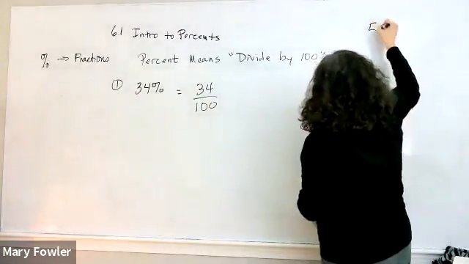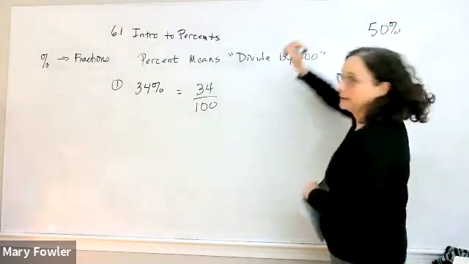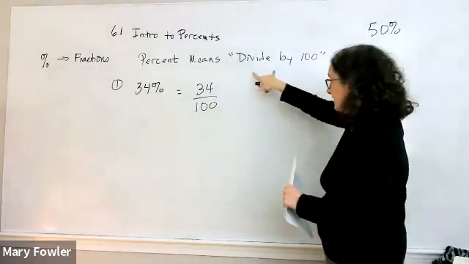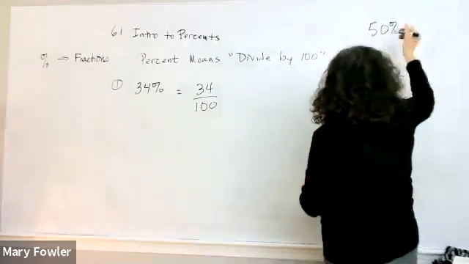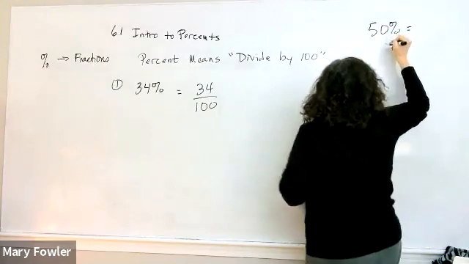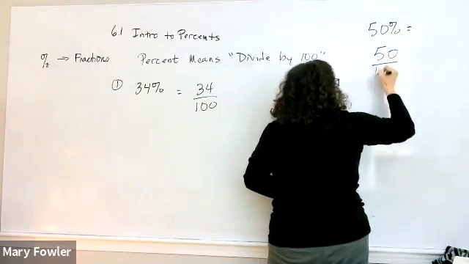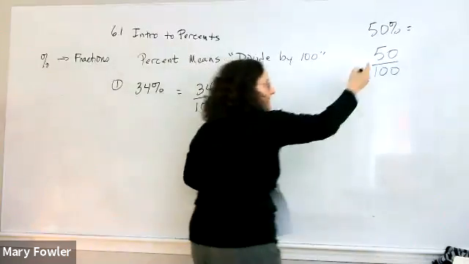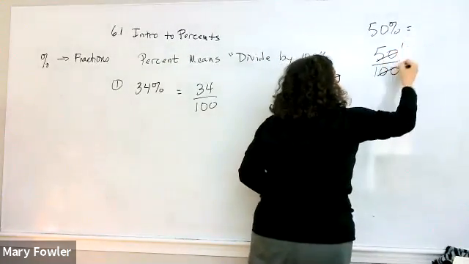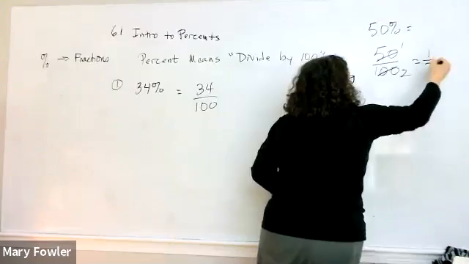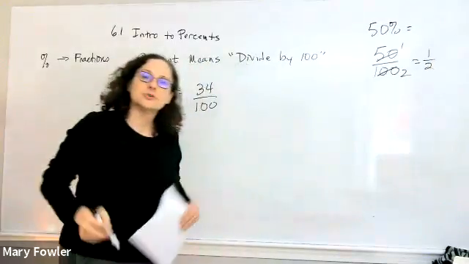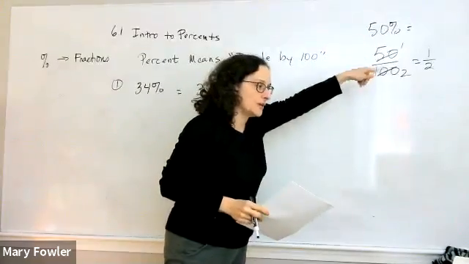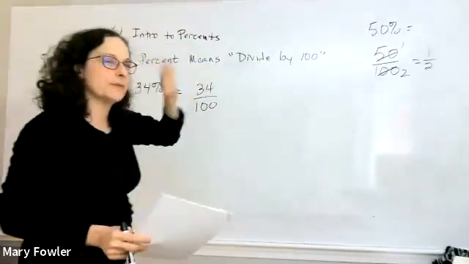If I tell you 50%, some people might know that that means half, but the percent itself means divide by 100. So 50% is equal to 50 divided by 100. And if we were to write this in lowest terms, it does equal half. So percent is divide by 100, and I always hold on to the 50% so I can remember things.